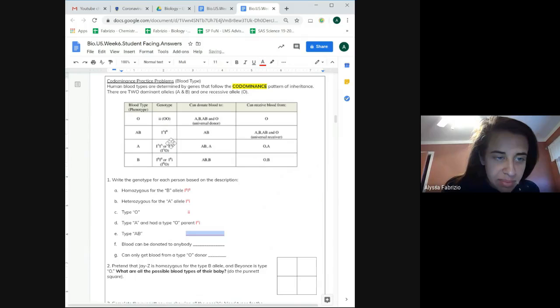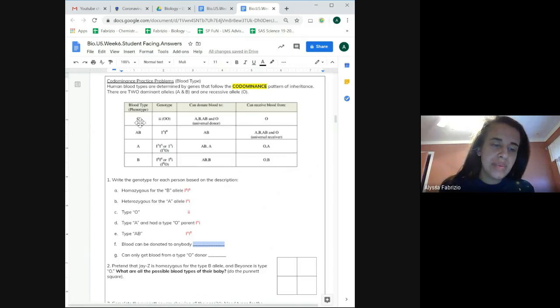We have type AB blood, and type AB blood necessarily must be I superscript A, I superscript B. Next, blood that can be donated to anybody. So we look over here at donate blood to. So we see that blood that can be donated to anybody is this type O blood that has the genotype ii, lowercase i.